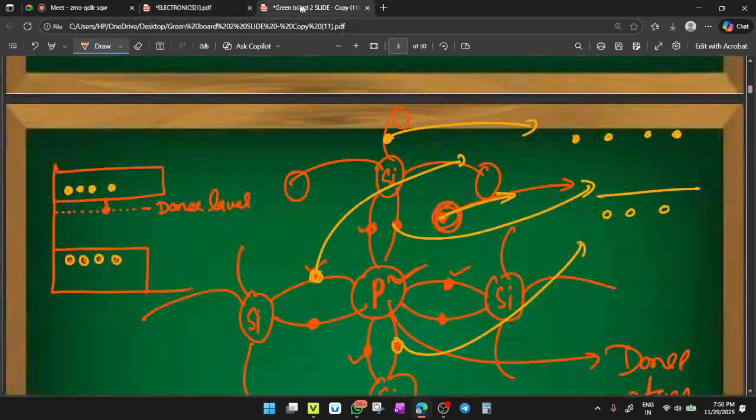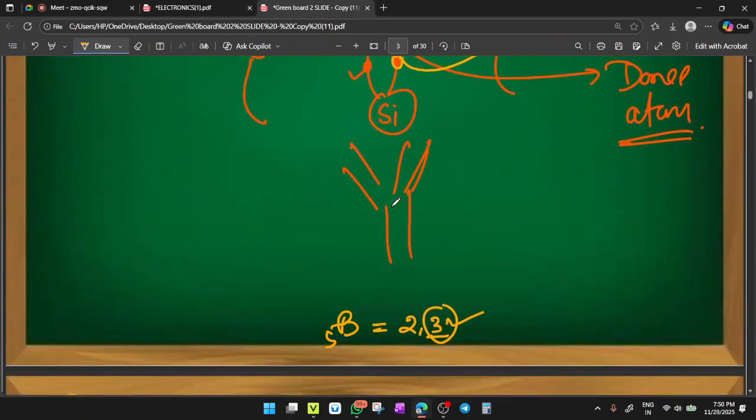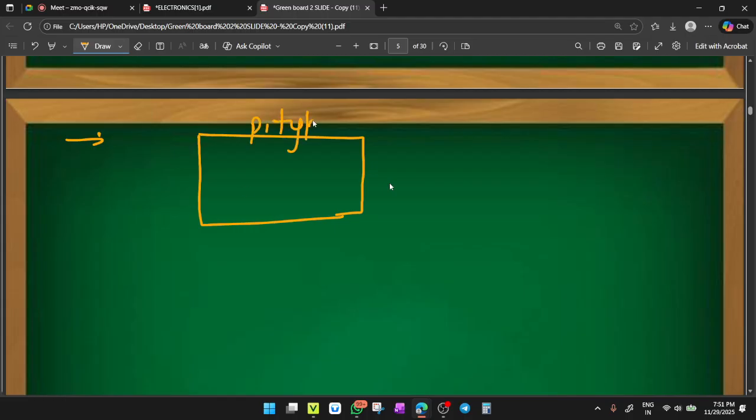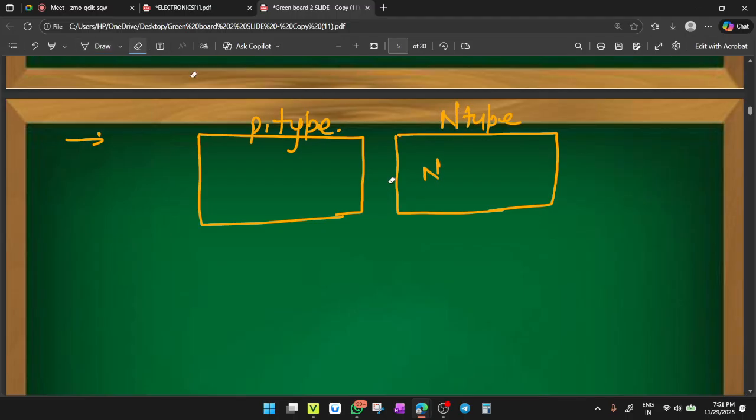Okay, so students, we have completed the p-type semiconductor and n-type semiconductor, and now it's time to join both types of semiconductor, p-type and n-type. On the left side we have a p-type semiconductor. On the second side we have an n-type semiconductor. Clear? So try to understand the initial basics of the p-type semiconductor.